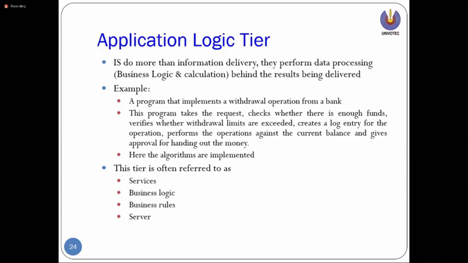This is the application logical layer you have to write. We will study concurrency control and everything later. This tier is often referred to as service, business logic, business rule, and server. We want to communicate with the server because it does every calculation, but all the details come from the database.